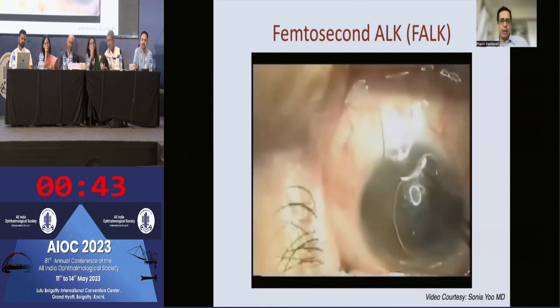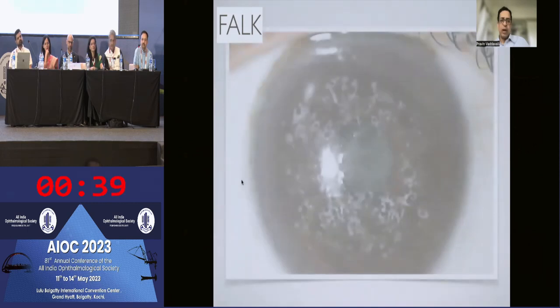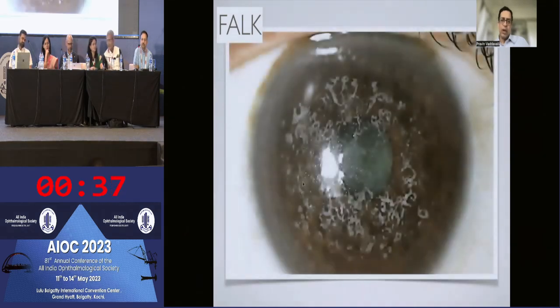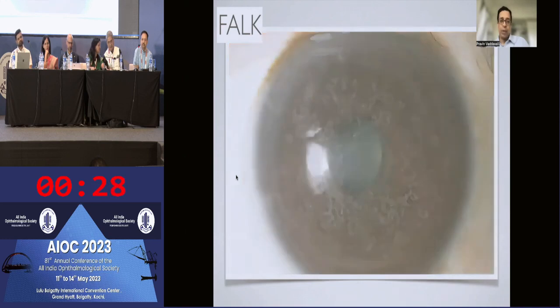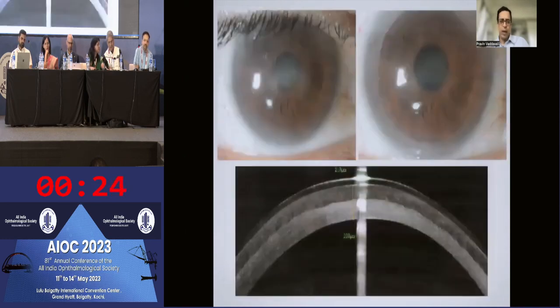rehabilitation. Now, FALK, though it sounds really good, if it's used for eyes in whom the surface might be slightly irregular, like you have in granular corneal dystrophy, you will have very good outcomes because this is post-FALK and the recurrence rates are pretty low as well. And this is a great option.